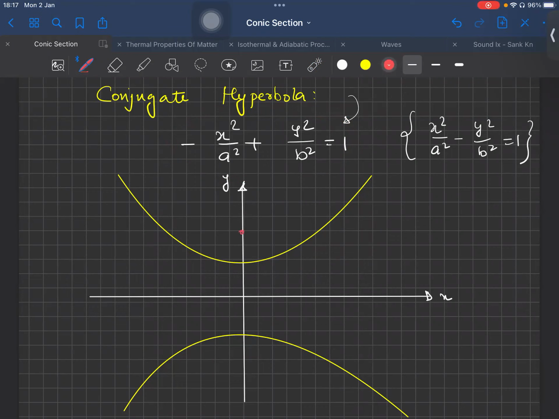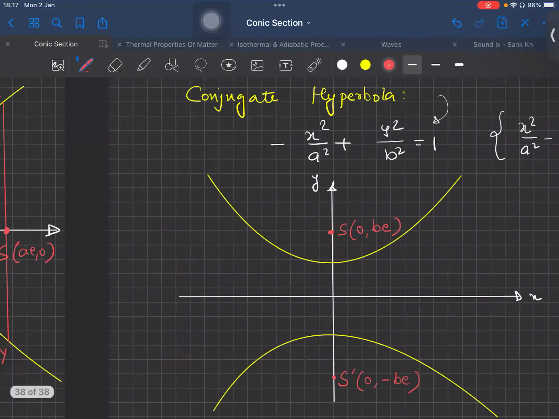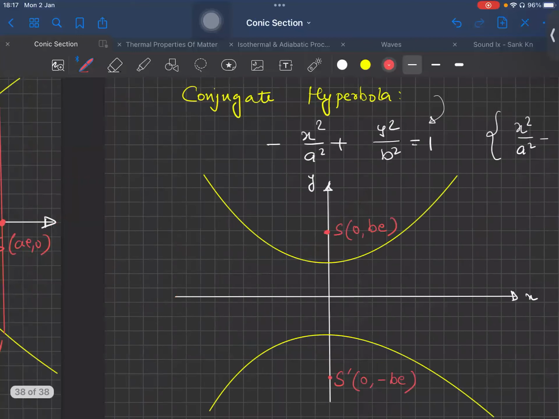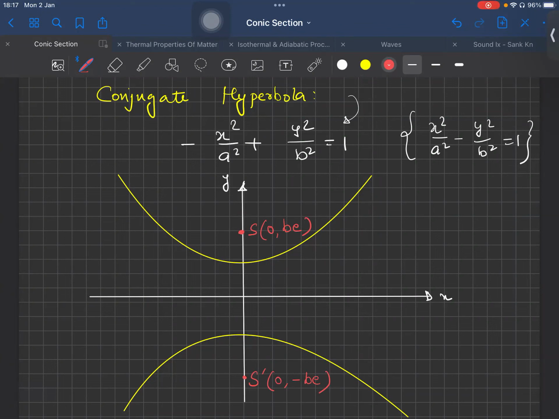So where is its focus? Let's say this is S, 0 comma BE, and this will be S dash, the second focus, which is 0 comma negative BE. See, if you have understood one hyperbola, the other hyperbola is exactly opposite. That's why it is called conjugate, right? So focus, same for directrix, length of latus rectum. All right, so the directrix will be here. These two are the directrix.